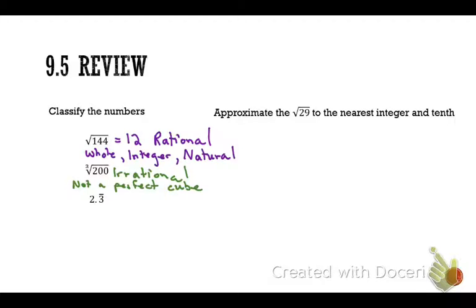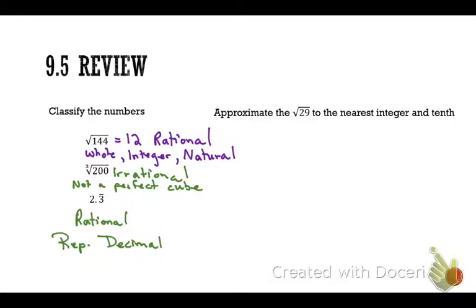Rational or irrational? Rational. It is rational. Remember, repeating decimals are rational numbers. It's rational because it's a repeating decimal. Okay?